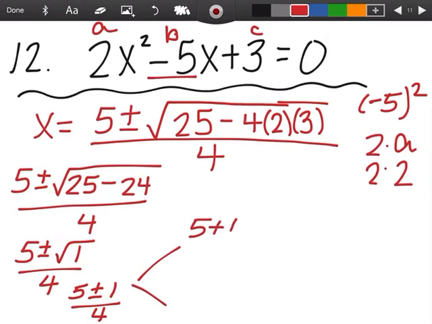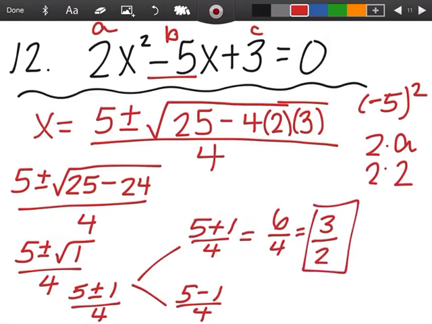So I've got 5 plus 1 divided by 4, and I've got 5 minus 1 divided by 4. So 5 plus 1 is 6 over 4, simplifies to be 3/2 or 1.5. 5 minus 1 divided by 4 is 4 divided by 4, which is 1.